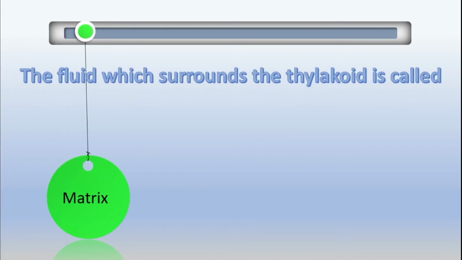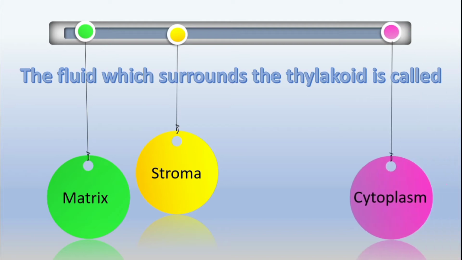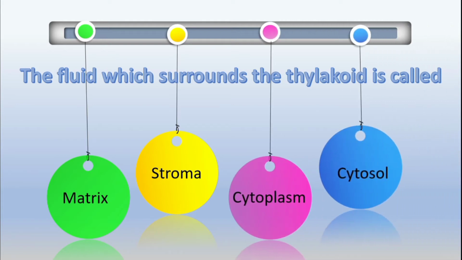The fluid which surrounds the thylakoid is called matrix, stroma, cytoplasm or cytosol. What are thylakoids? Thylakoid membranes are the flattened sacs that are present in the plastids of plants. They are surrounded by a fluid called stroma. The thylakoid and stroma collectively perform the function of photosynthesis, which is the most important function of a plant to prepare its food.